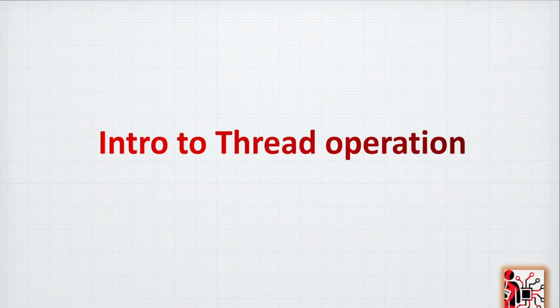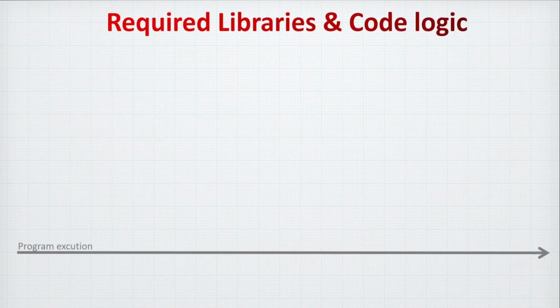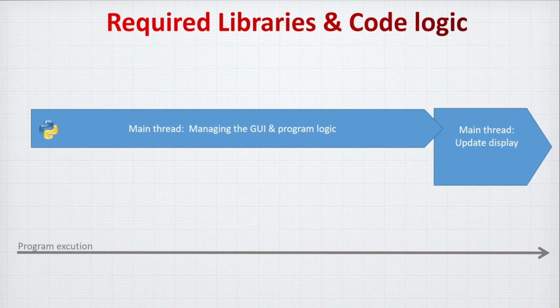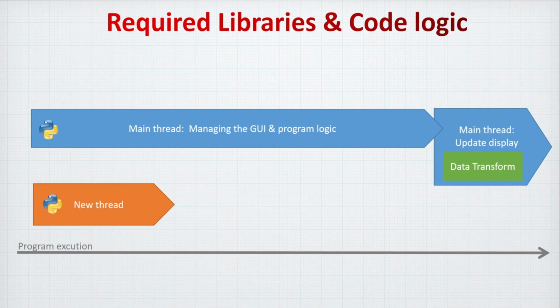Okay, so let's take a look at the thread operation. This is our timeline of execution of a program, something going through time. We have our main program running and managing the GUI and the program logic, whatever is going on, the interaction and everything. After that, we also have the main thread updating the display. That's the normal thing. But by adding threading, we are going to have a parallel operation of a new thread. So there will be a program going on in parallel with the main thread.